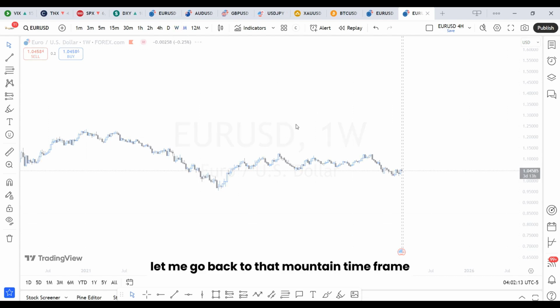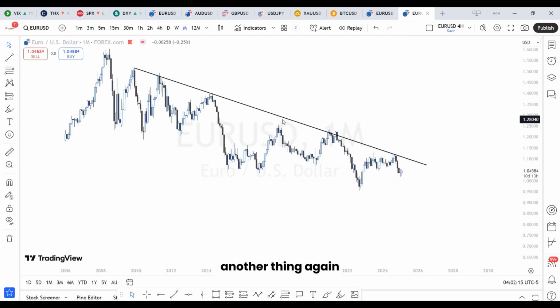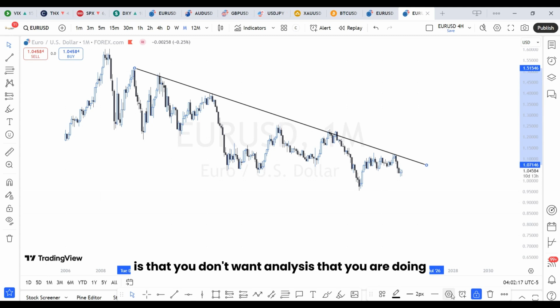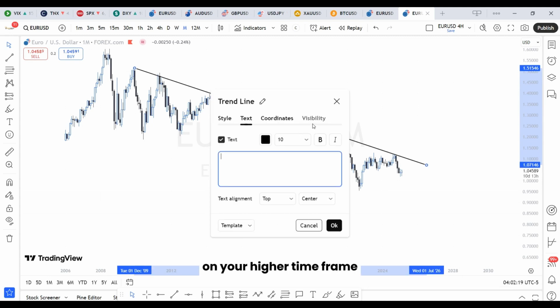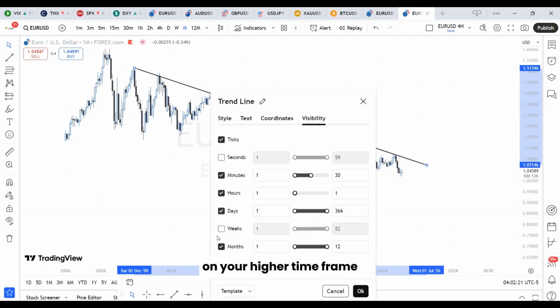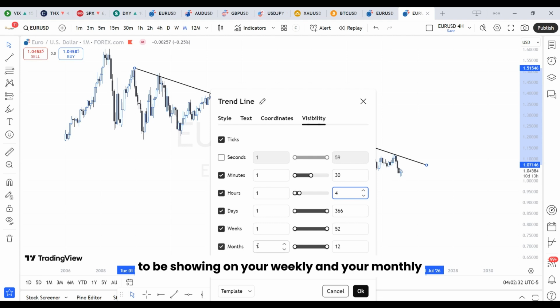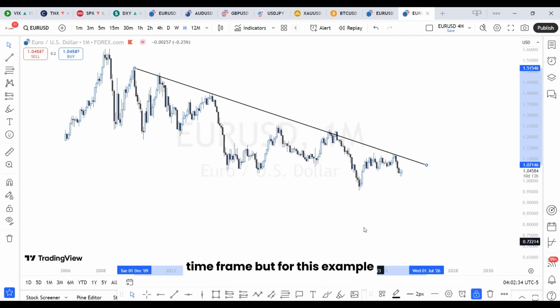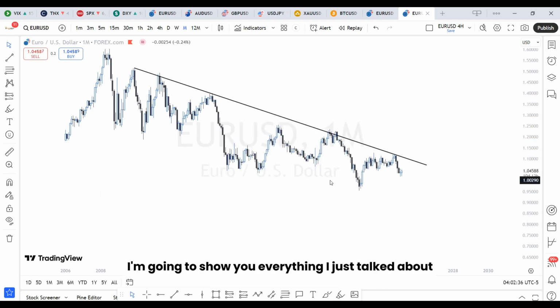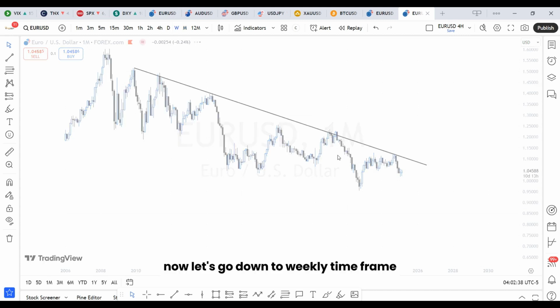Let me go back to that monthly time frame. Another thing is that you don't want analysis that you are doing on your lower time frame to show on your higher time frame. So you don't want your hours analysis, your minutes analysis to be showing on your weekly and your monthly time frame. But for this example, I'm going to show you everything I just talked about. Now let's go down to weekly time frame.